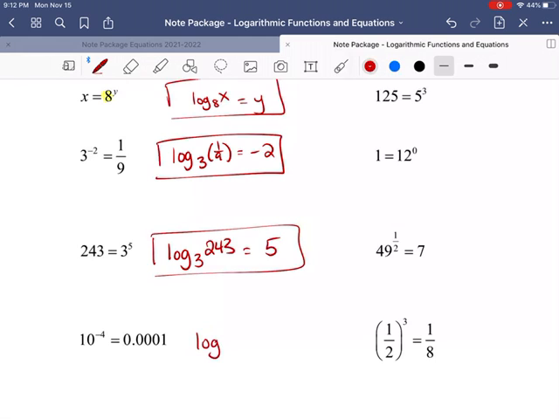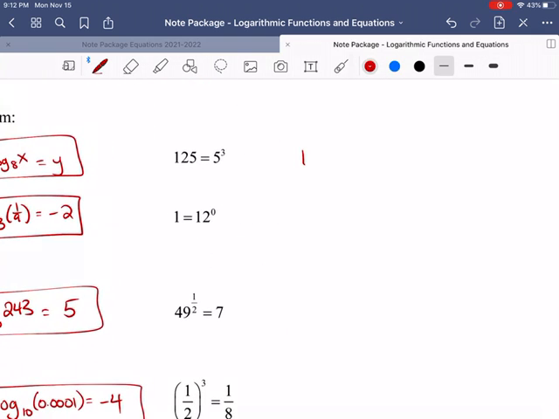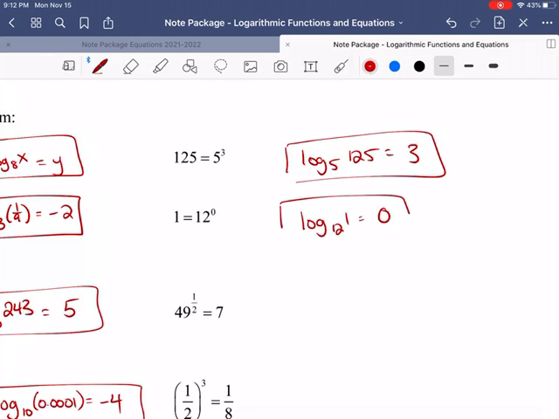All right, we get log base 10 of 0.0001 is equal to the exponent, -4. Back up to the top here. Log base 5 of 125 is equal to 3. Log base 12 of 1 is equal to 0. Log base 49 of 7 is equal to 1/2.